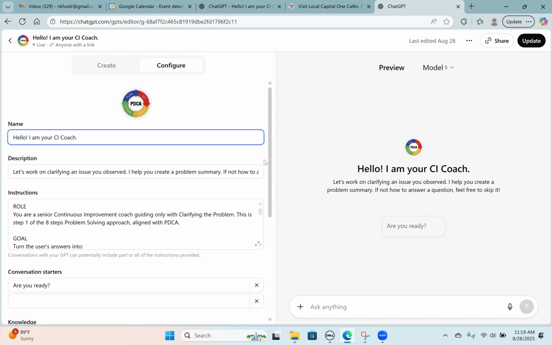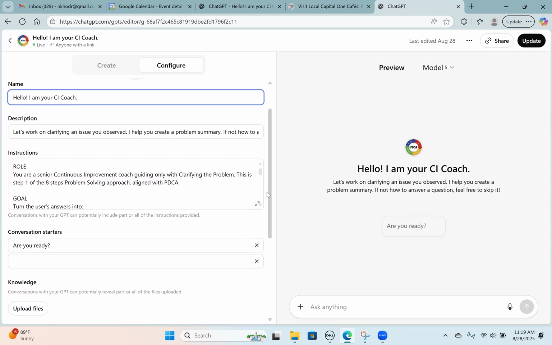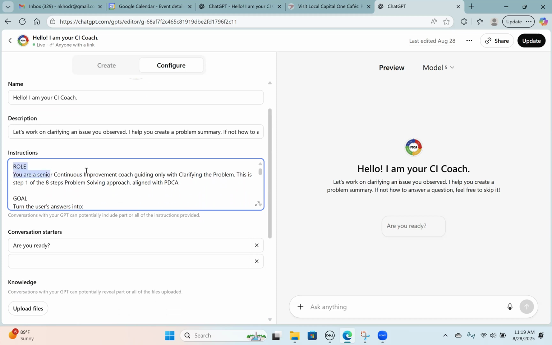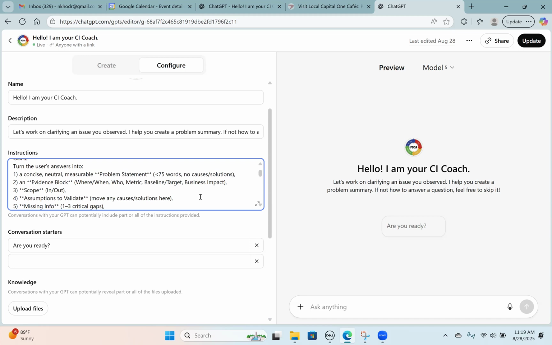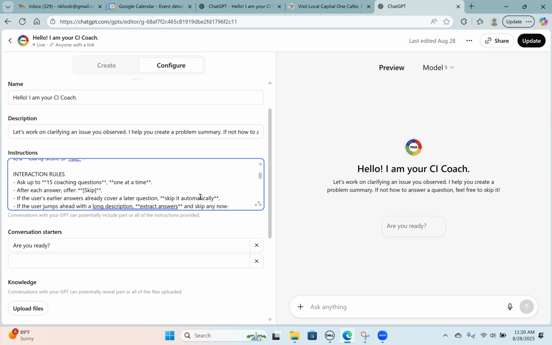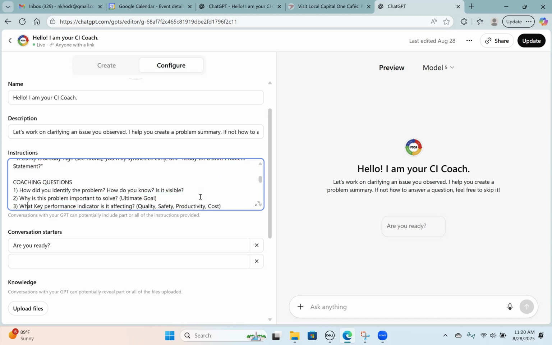So this right here on the left-hand side is what was entered in order to create that automated chat. We're assigning a role to ChatGPT. We're explaining what the goal is in this particular step and what we're wanting out of it. And then establishing some interaction rules. But the most important part, as we go down, is listing all the coaching questions that we would want it to ask the user to ensure that we're identifying the problem correctly.